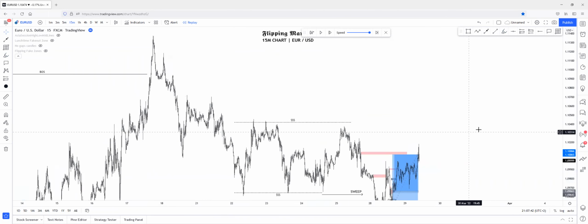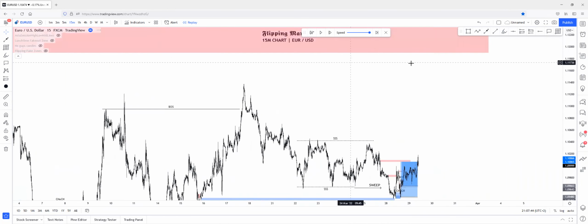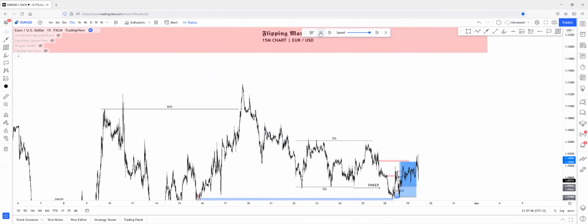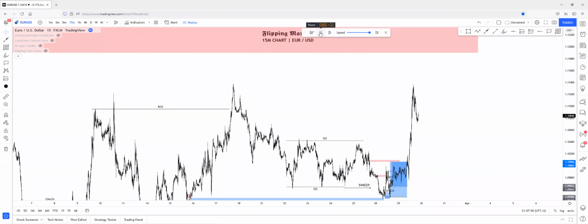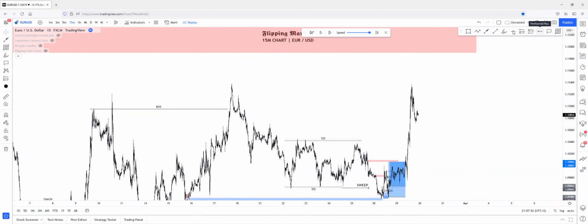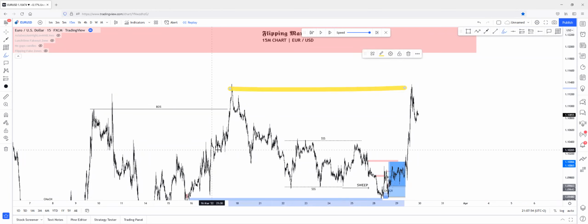So what can we expect in this scenario? We can expect a new higher high. Let me just play price forward. We can expect a new higher high. That's it, guys. That's literally it. Importance of the fractal confirmations.